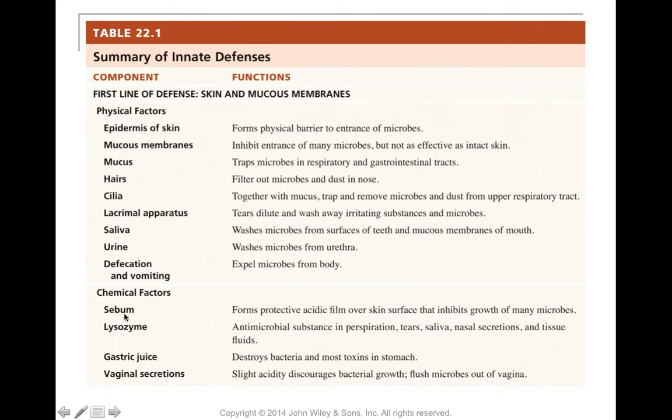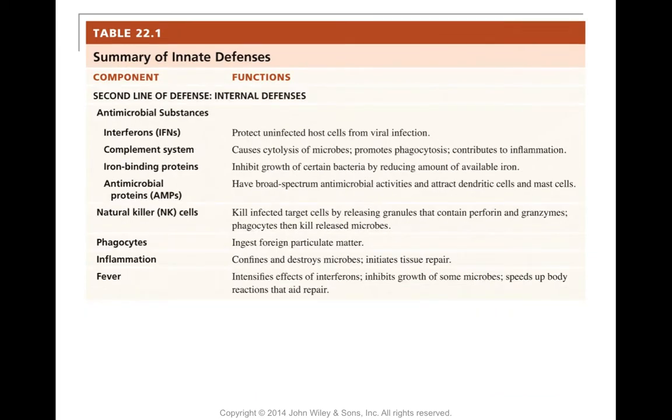We also have lysozymes, which are antimicrobial substances. These are found in a lot of those fluids that I talked about earlier, like the saliva and our tears. Found in sweat, tears, saliva, our nasal secretions, and many of our tissue fluids. Additionally, gastric juice, really low pH, helps destroy bacteria and most of the toxins that enter into our digestive pathways by way of the stomach. And again, we're also going to have a region that's going to have contact with the external environment, namely the vagina. So we have specific secretions in the vagina that are slightly acidic to help discourage bacterial growth and flush microbes out that might come from an external entrance.